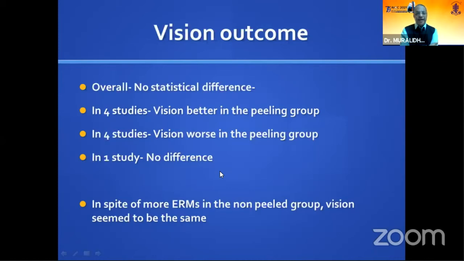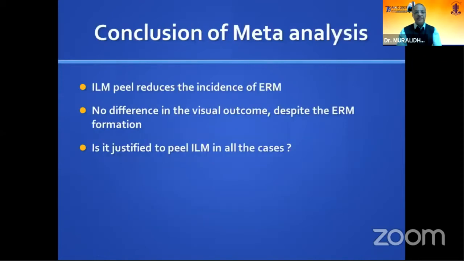We all know that ERMs can exist without causing vision problems. We see so many idiopathic ERMs where the vision is 6/9 and we don't touch them. So similar is the case in post-RD surgery ERMs too. We don't go around removing all of them just because they exist. So the conclusion of the meta-analysis: it reduces the incidence, but no difference in the visual outcome. So is it enough to justify ILM peel in all the cases?